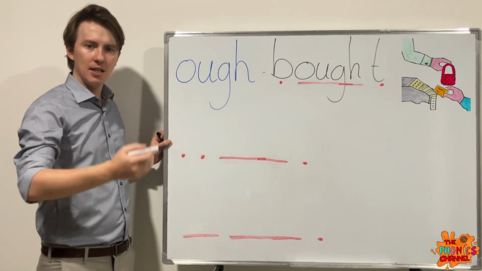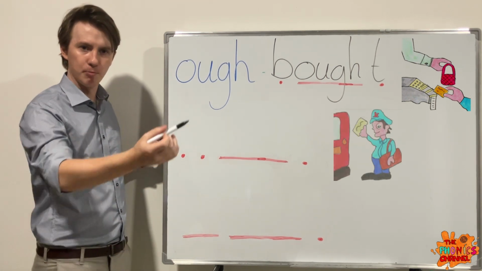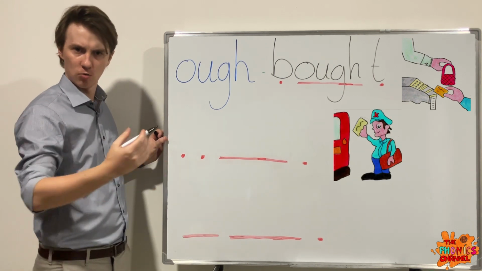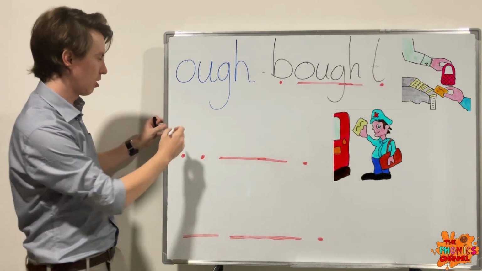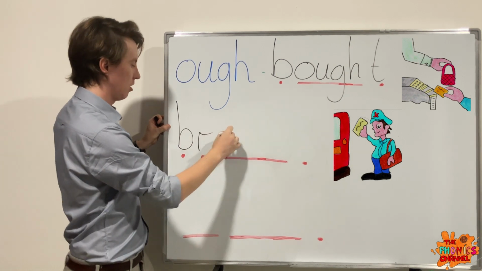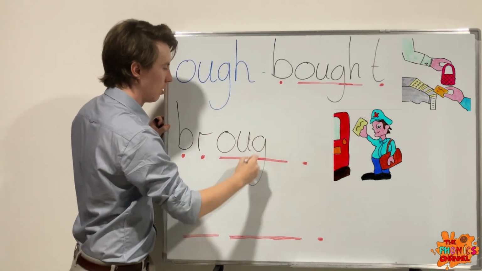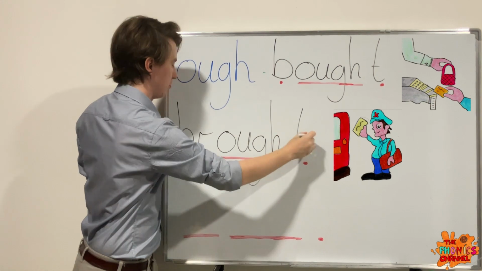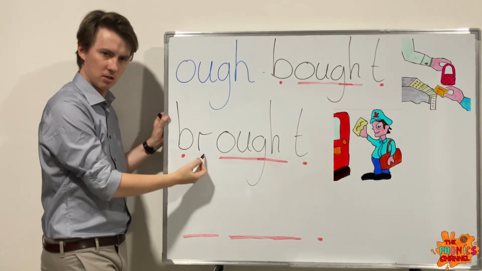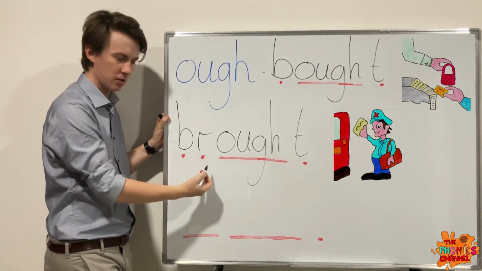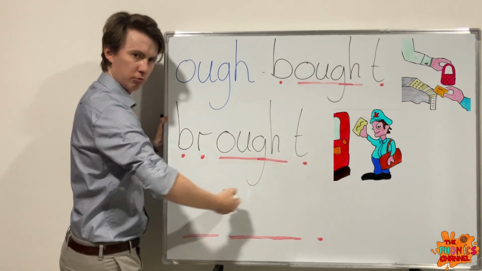Okay, next one is brought. I brought the groceries to my home. Okay, brought. B, R, O, T, brought. Got 2 adjacent consonants here, B and R. Make a br sound. Br, O, T, brought.